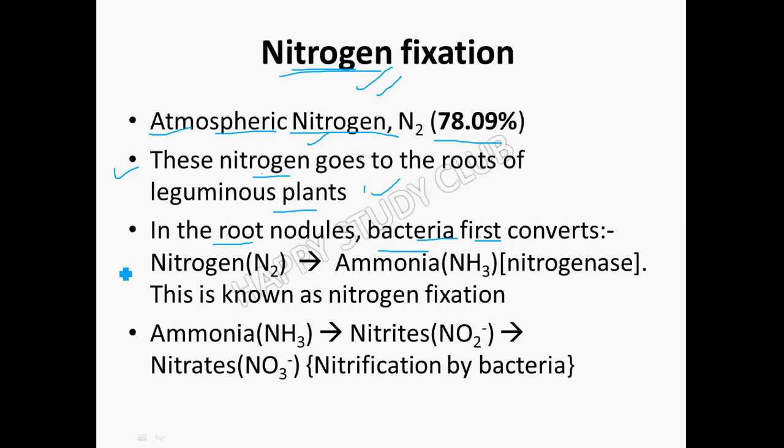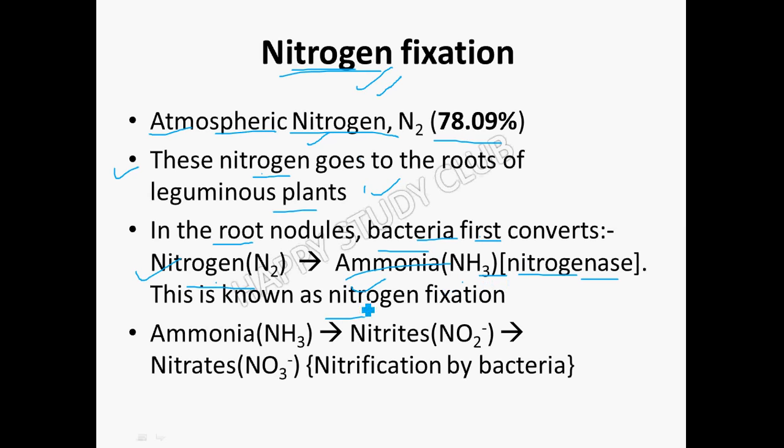Bacteria convert this atmospheric nitrogen into ammonia, using an enzyme named nitrogenase. This is known as nitrogen fixation. But this ammonia also needs to be reduced.